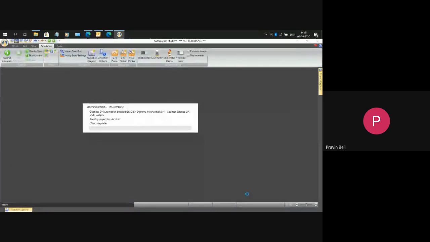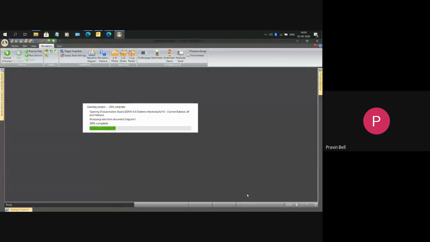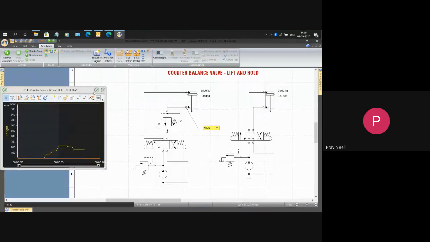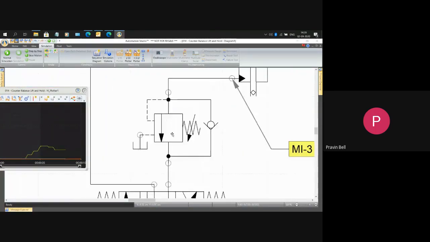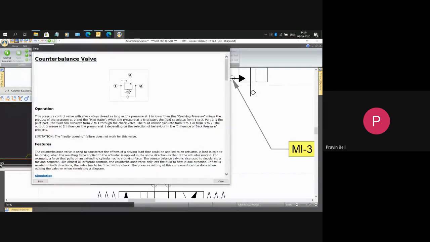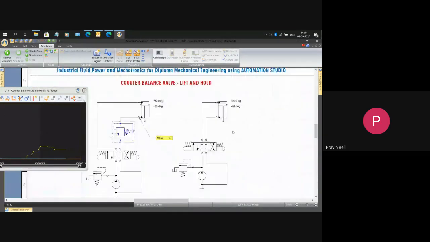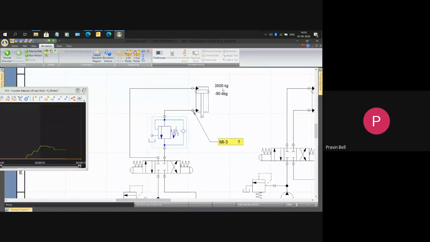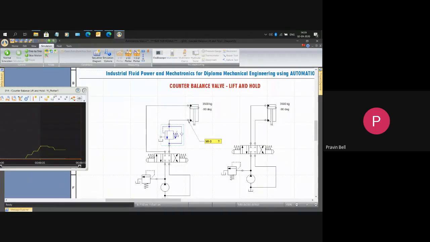Then another circuit was lift and hold. This is another practical we saw in diploma. Now this particular valve is known as the lift and hold valve. There's an explanation for this counterbalance valve here. In one circuit, there is no counterbalance valve. The cylinder is mounted at -90 degrees, with a 3,500 kg load. And in the circuit on the left, 3,500 kgs, but with a counterbalance valve.